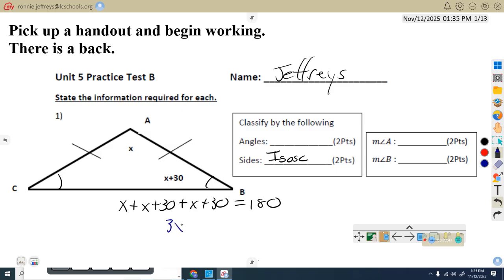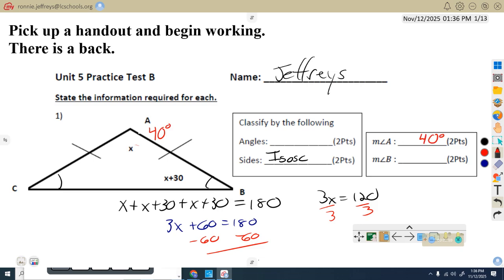So this would be 3x plus 60 equals 180, minus 60 minus 60. 20. Alright, so this would actually be 40 degrees. Angle B would be 40 plus 30, which is 70 degrees. That means all of our angles are less than 90 degrees, so this would be acute.